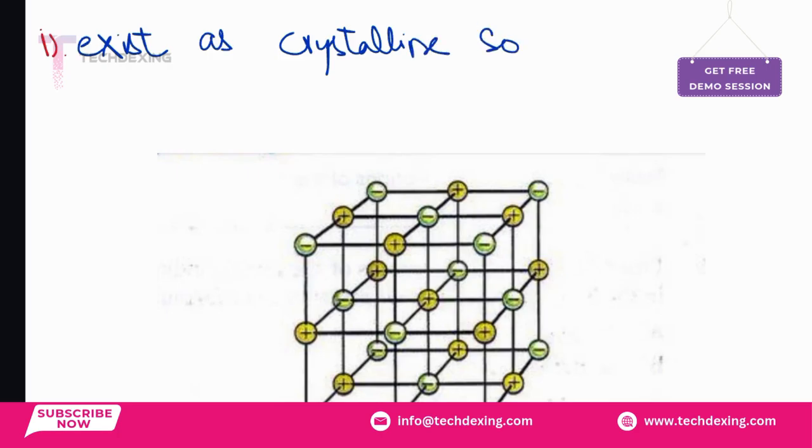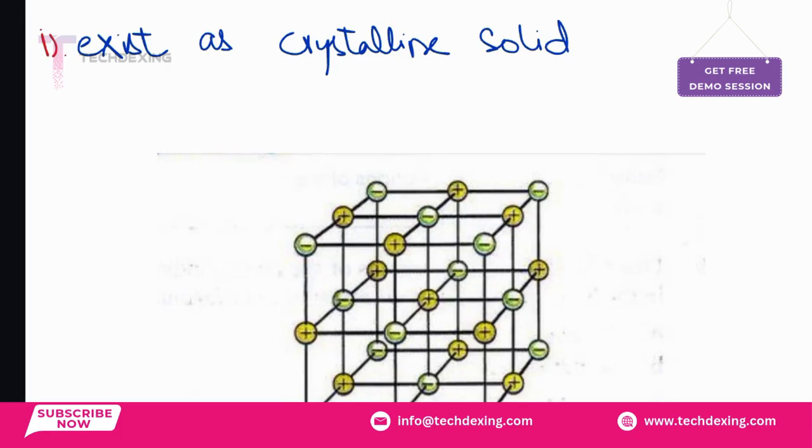Okay, so if we talk about the physical properties, the first physical property of the ionic compound that we have discussed in the previous lesson was that they exist as crystalline solid. So the first and most important property of the ionic compound is that they exist as the crystalline solid.